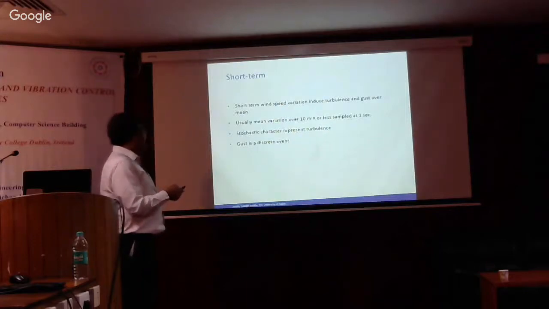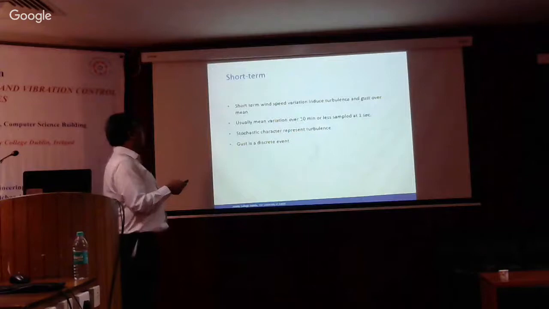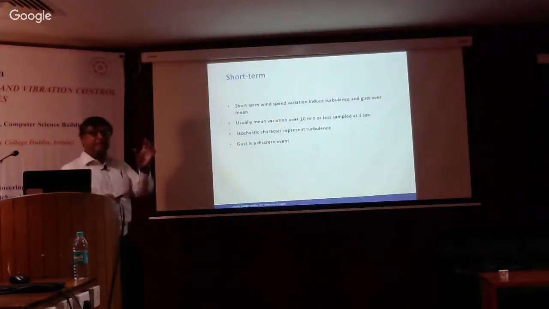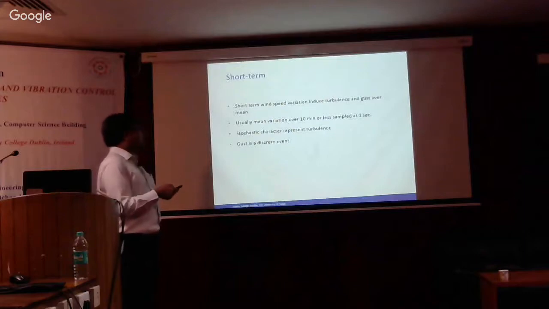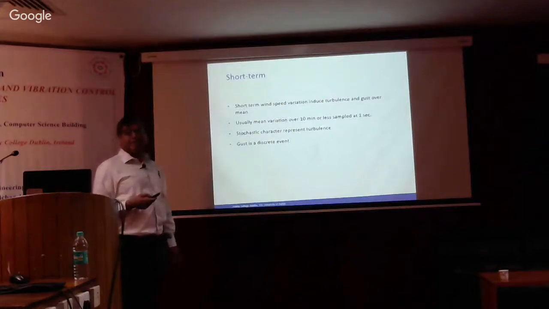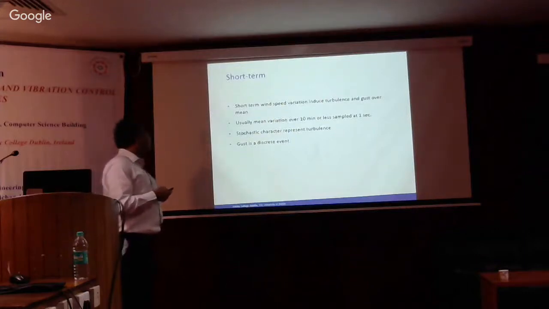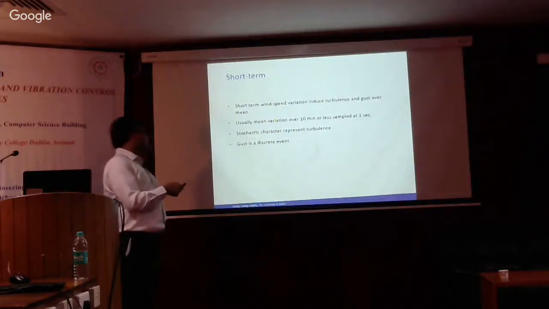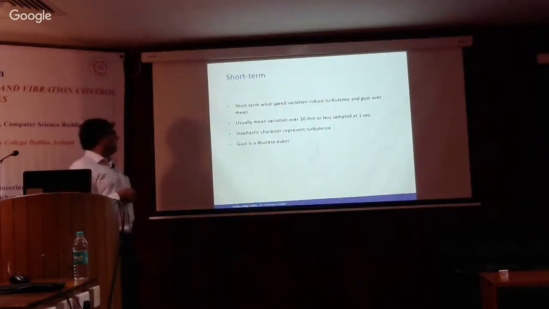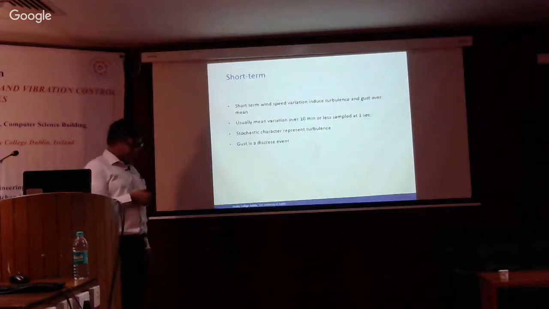Usually the mean variation over 10 minutes is taken. When we say the mean, it means a 10-minute average, sampled at 1 second or less, typically. The stochastic character is represented by the turbulent part, and the gust, as I said, is a discrete unit.